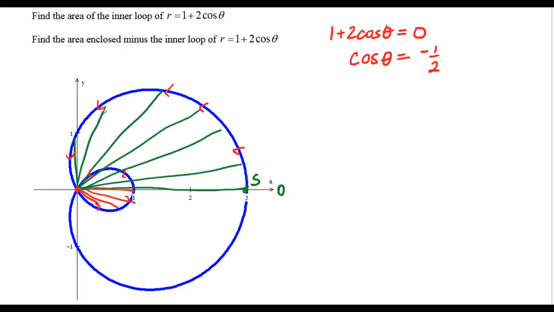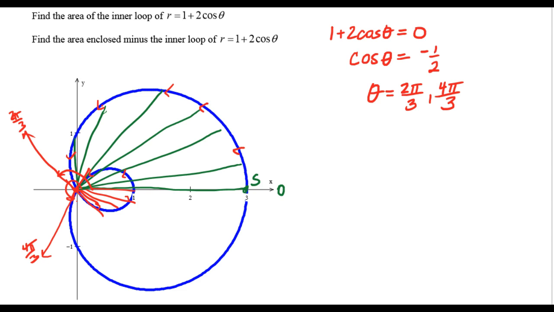Well, cosine is negative only in quadrants 2 and 3. So the two angles that I need to plug in are going to have reference angles of pi over 3. So we're looking at 2 pi over 3 and 4 pi over 3. Graphically, 2 pi over 3 is over here in quadrant 2, and then 4 pi over 3 is over here in quadrant 3. So those are the rays that we're really talking about, these angles in standard position here. They correspond to where I go back and hit my polar zero. So these are going to be my limits of integration for the first part.